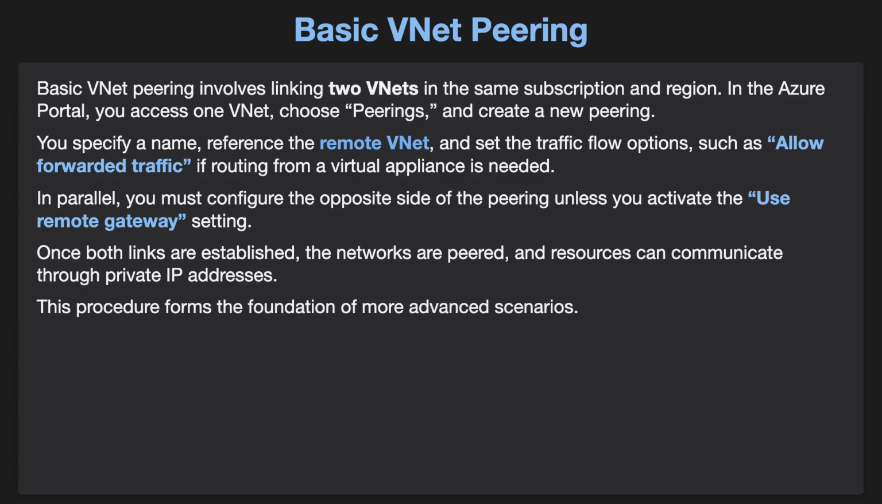In parallel, you must configure the opposite side of the peering unless you activate the Use Remote Gateway setting. Once both links are established, the networks are peered and resources can communicate through private IP addresses. This procedure forms the foundation of more advanced scenarios.